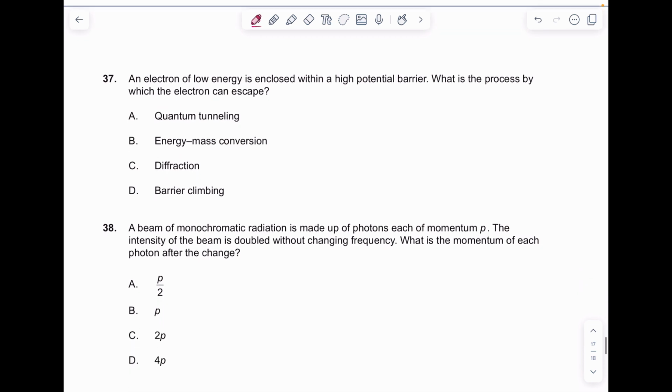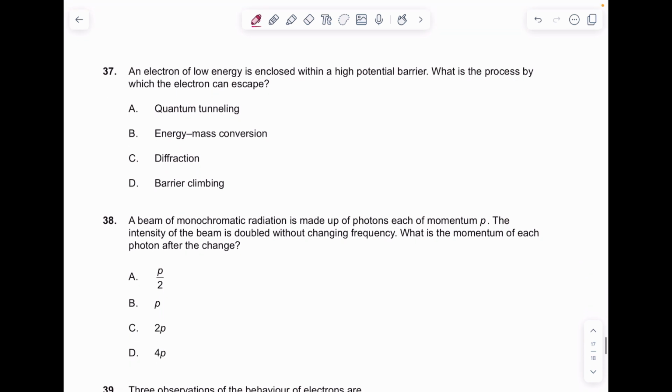Question 37, an electron of low energy is enclosed within a high potential barrier. What is the process by which the electron can escape? This is a knowledge question. We're in a potential well. The electron's down here. It doesn't have enough energy to get out. How can it get out? Well, it can behave like a wave and it can quantum tunnel its way out to the outside. So A.